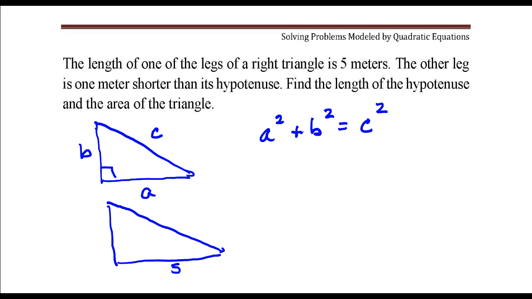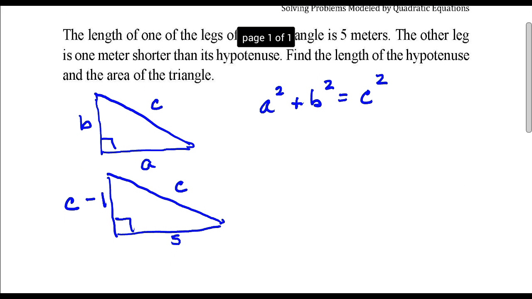And then if you look at the second sentence, it says the other leg is 1 meter shorter than the hypotenuse. So we're going to label this 1 meter shorter than the hypotenuse. So that would be C minus 1. And they want to find the length of the hypotenuse first and then find the area of the triangle.